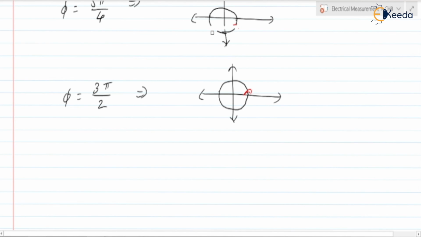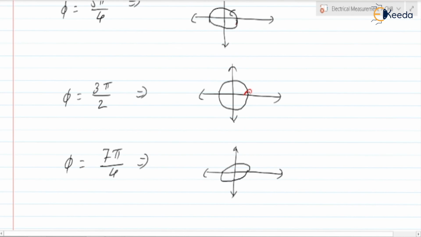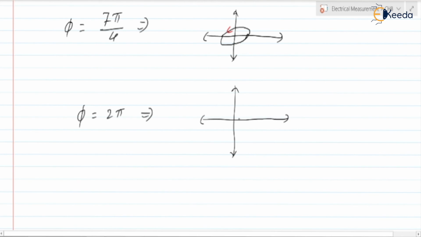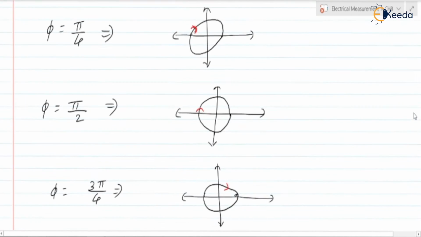Here we have an ellipse. If phi is equal to 7 pi by 4, then again we will get an ellipse. And if phi is equal to 2 pi, we will get a straight line. So these we need to understand and we need to memorize.